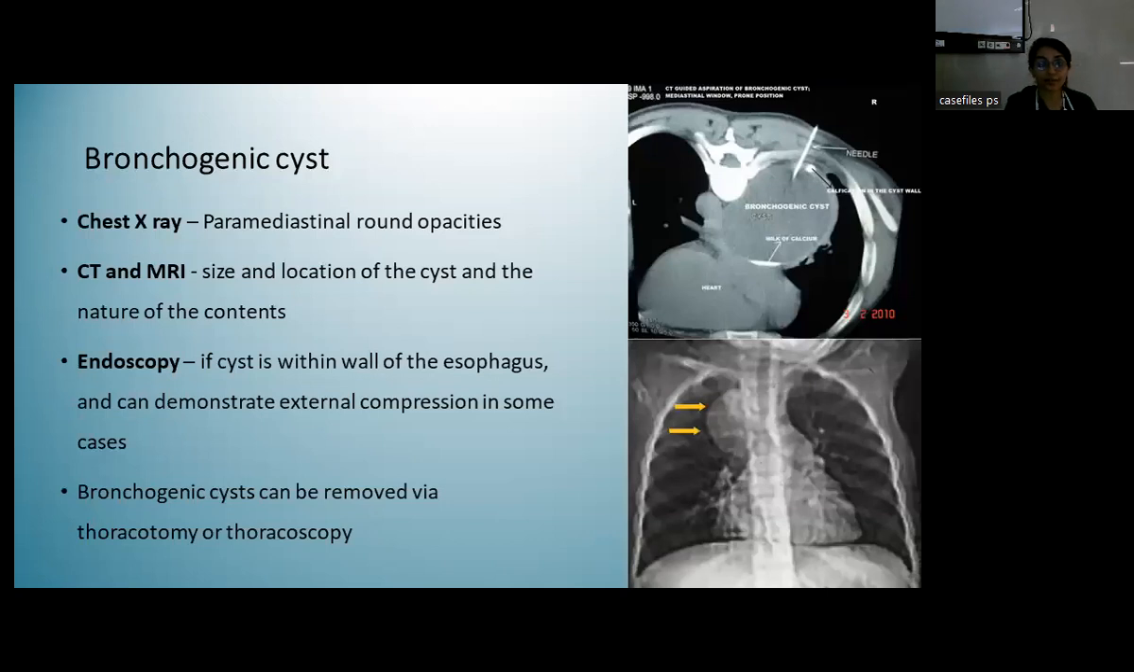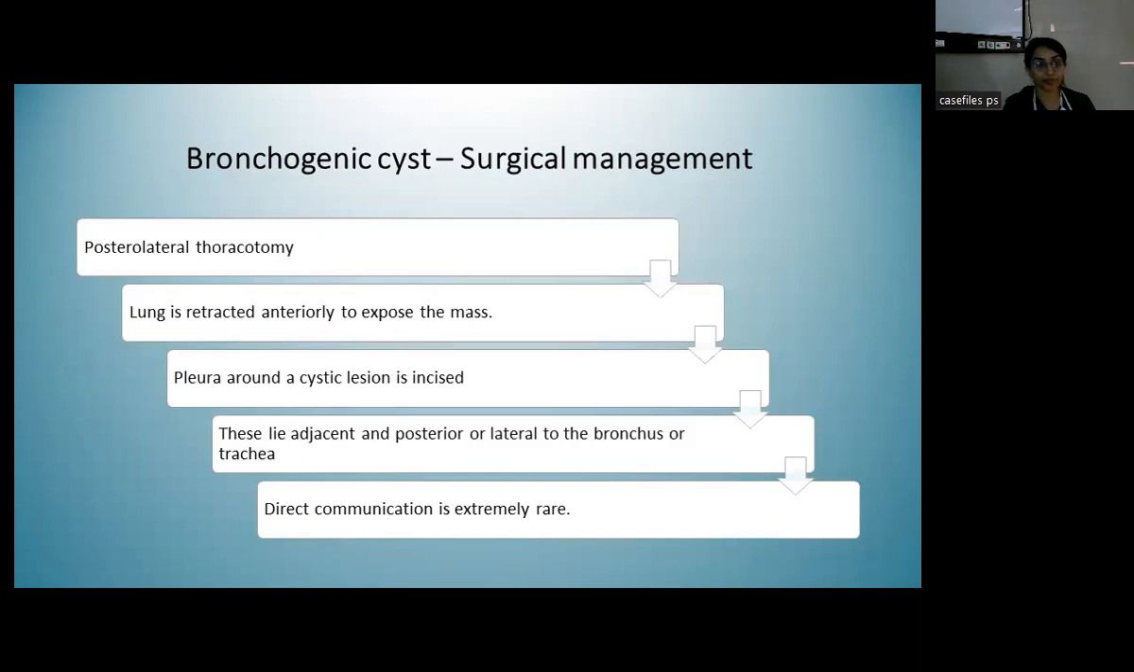In the chest X-ray, paramediastinal round opacities can be found. CT and MRI will demonstrate the location and the size of the cyst, and endoscopy can be done if there is any external compression. They can be removed via thoracotomy or thoracoscopy.